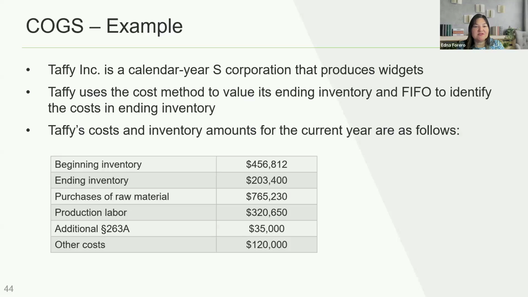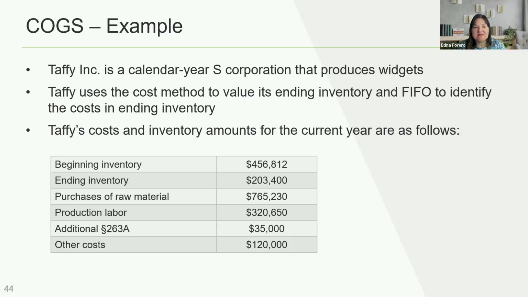We've got beginning inventory at $456,812. The ending inventory is $203,400. They've purchased raw materials of $765,230. The labor to actually produce their items is $320,650. They've got some additional expenses under section 263A of $35,000, and they've got other costs of $120,000. So this reflects what the cost of goods are that they have.